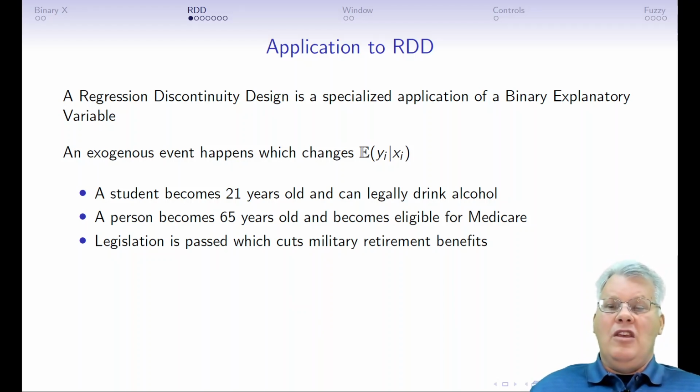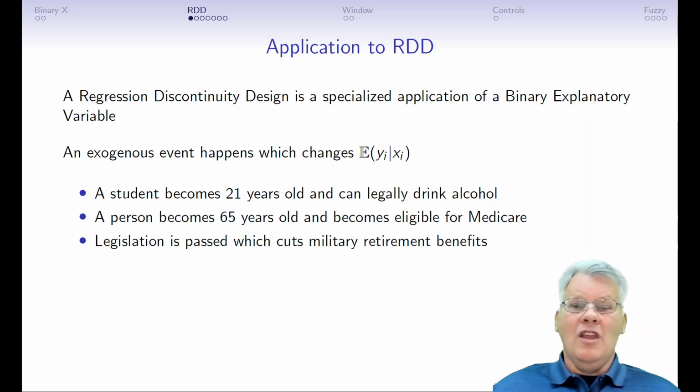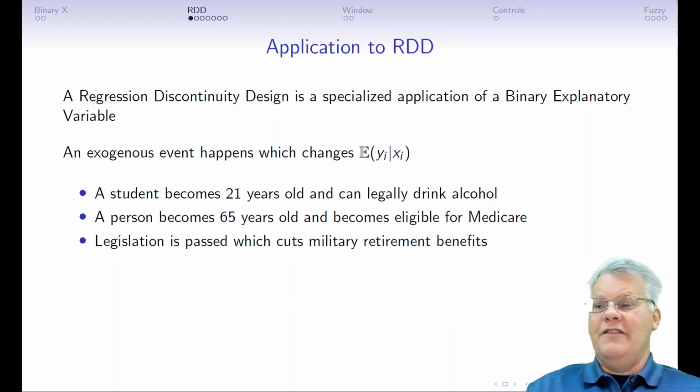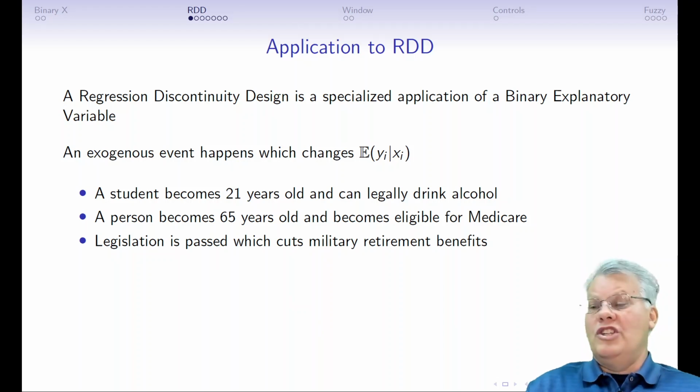You remember the word exogenous, what this means is it's determined outside the system. So some completely different process determines the status of the treatment variable, then determines the outcome. So a few examples that I would argue are exogenous events, events that are determined outside the system, which change the conditional mean of y. The first one that we're going to spend a lot more time on: a student becomes 21 years old and can legally drink alcohol.